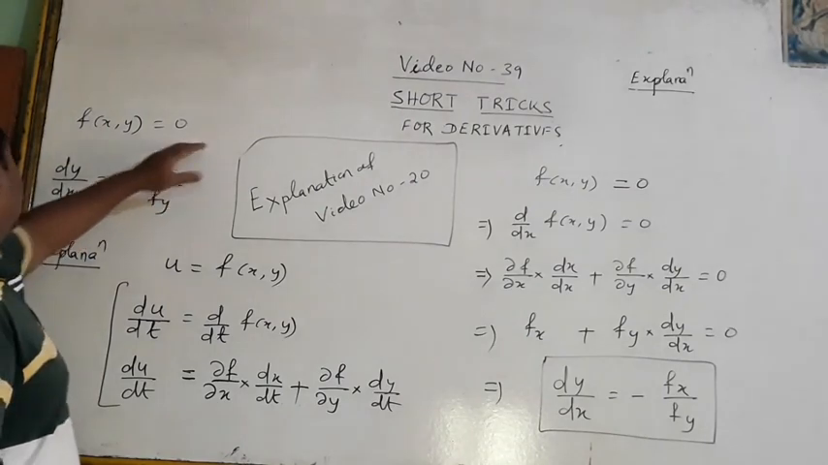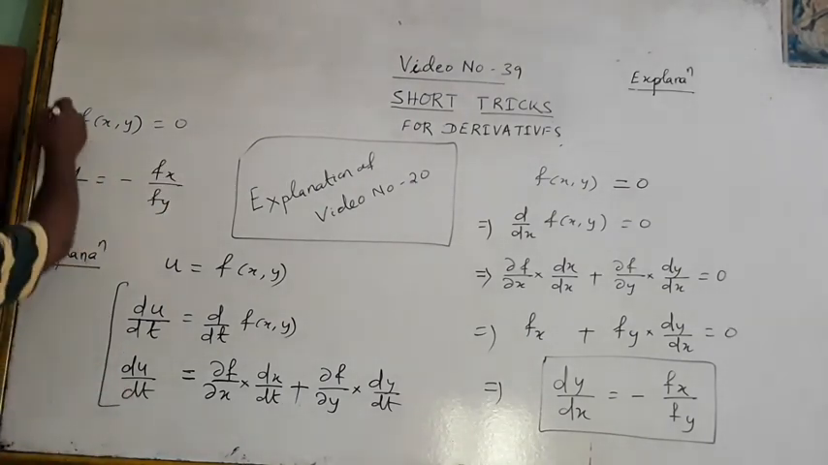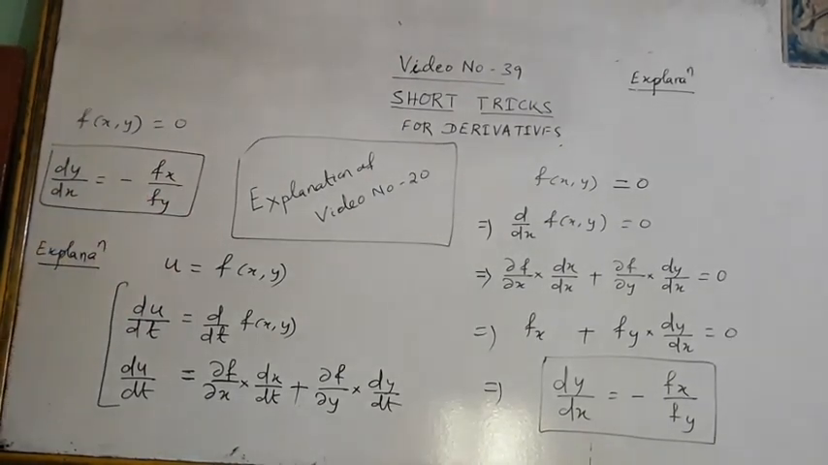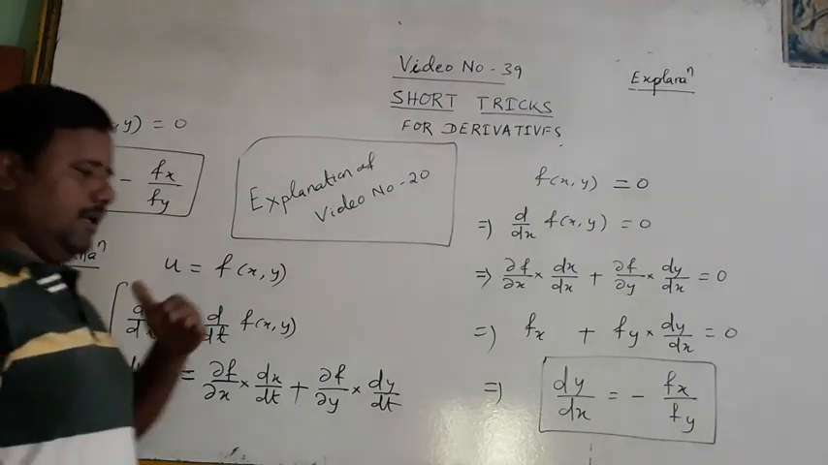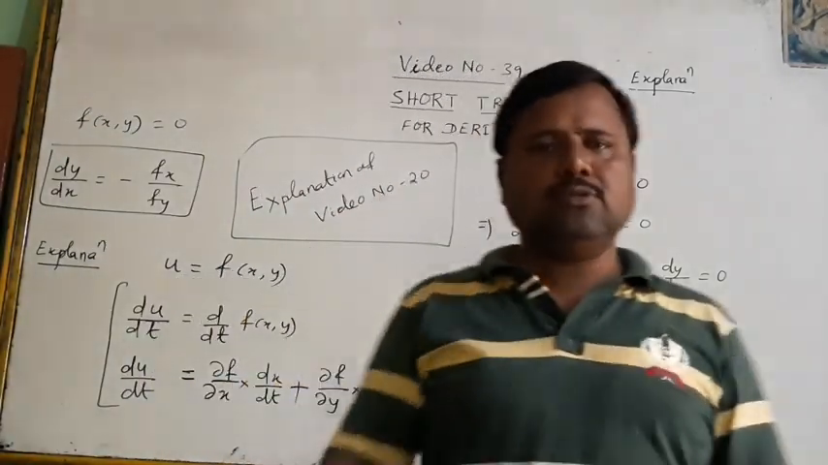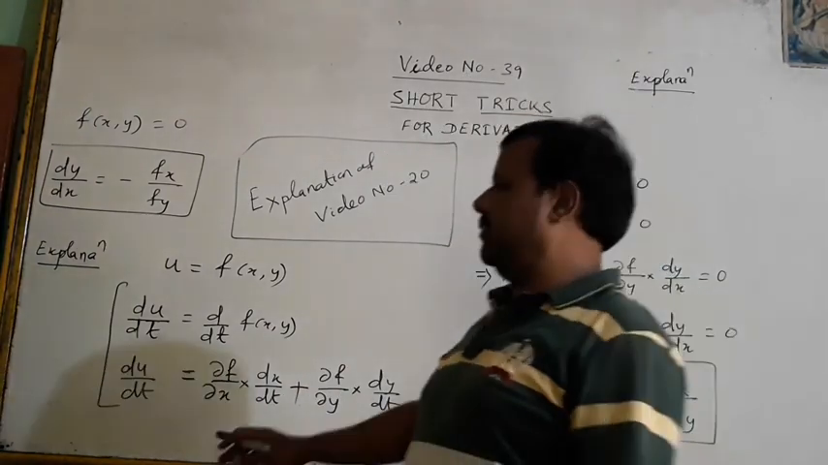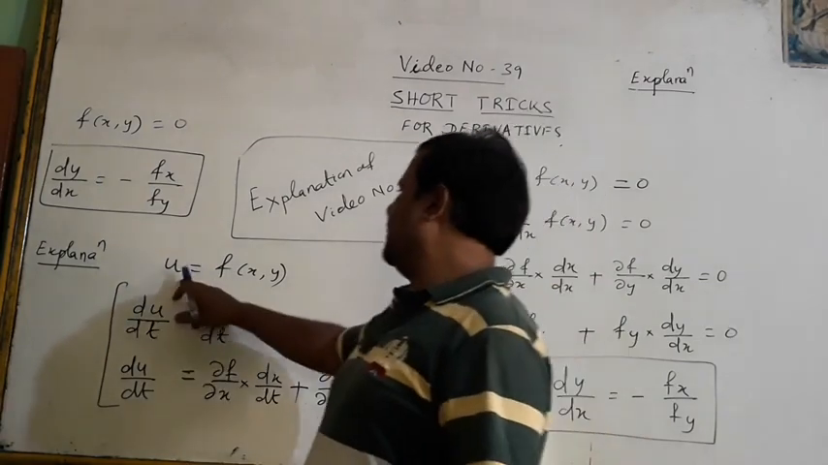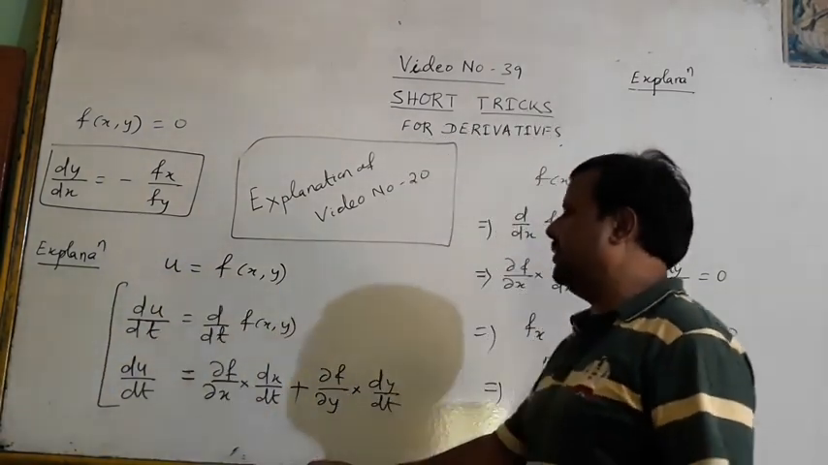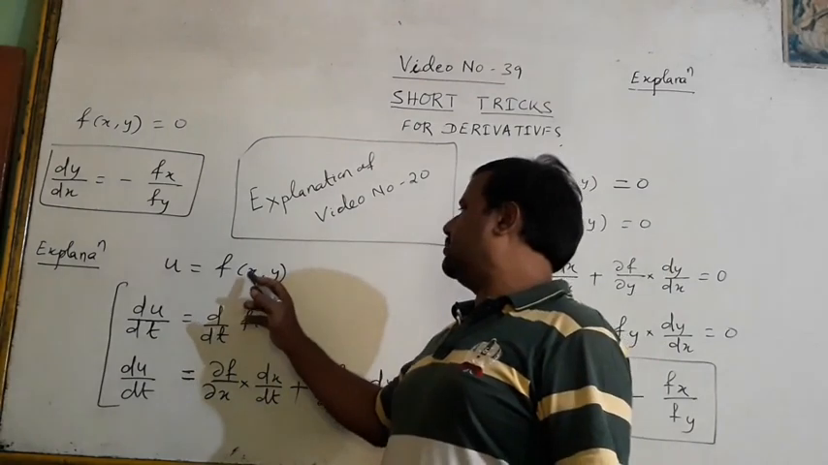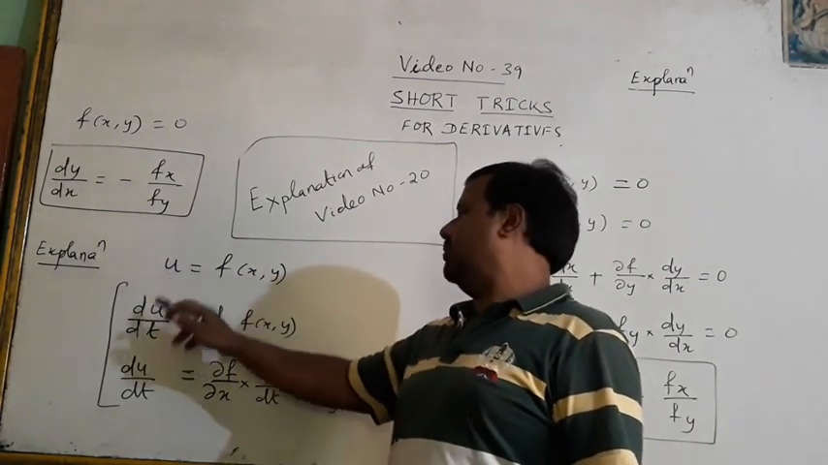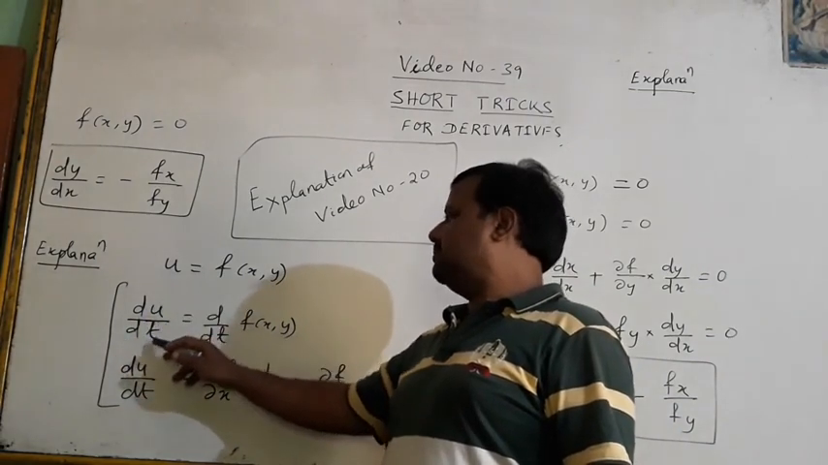Suppose f(x, y) is 0. This is the trick: dy by dx is equal to minus fx by fy. This is the formula. But the explanation is a little above your standard, though you should know it. When you read higher classes you will understand it very clearly. Suppose y is a function of x, y. Here I am taking u as the function, and if I differentiate with respect to t, what will happen?